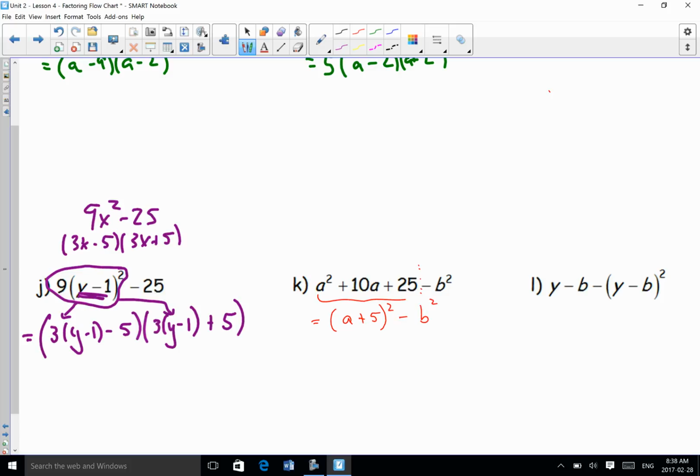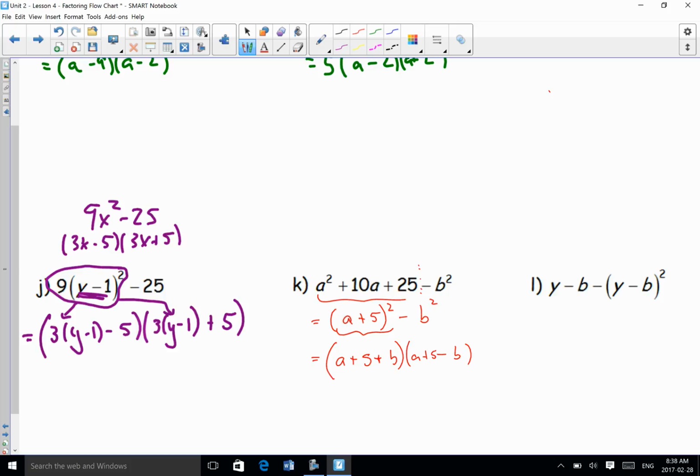Well, that reminds me of the one we just did. 2 terms with a minus sign in the middle, both of them being squared, a difference of squares. So the square root of (a plus 5) squared is a plus 5. Square root of b squared is b. And because it's a difference of squares, I need 1 plus sign and 1 minus sign. And there's that one factored. It's a weird looking one.